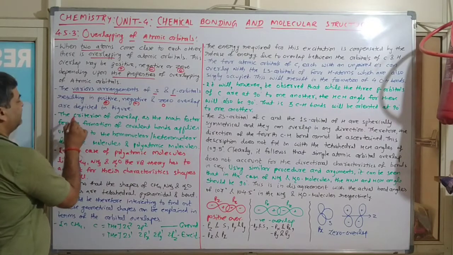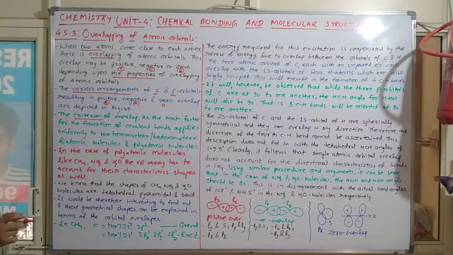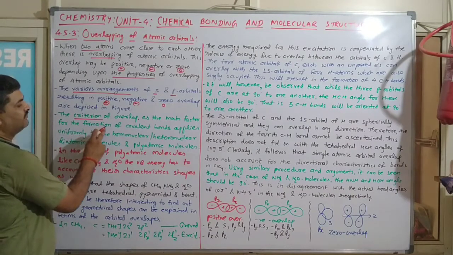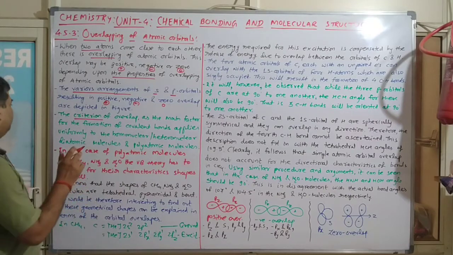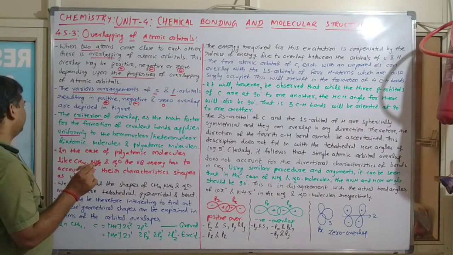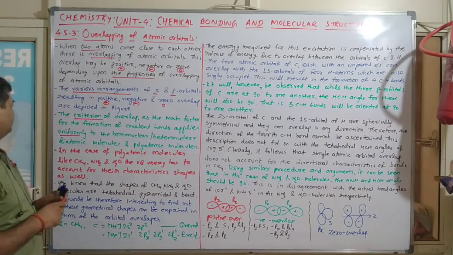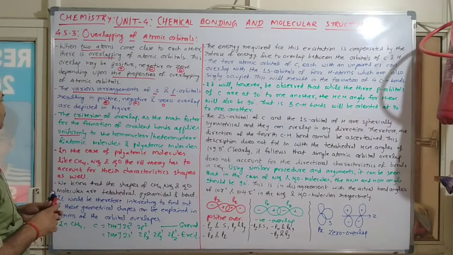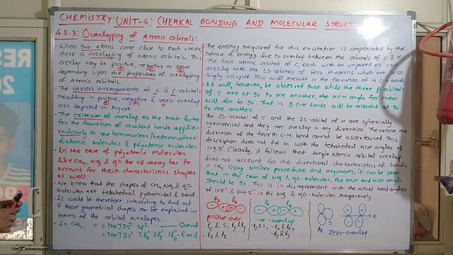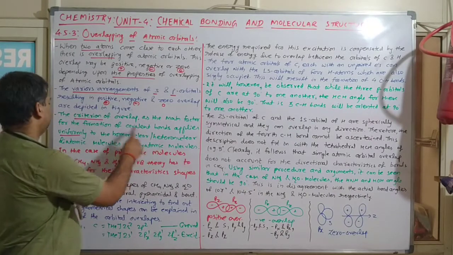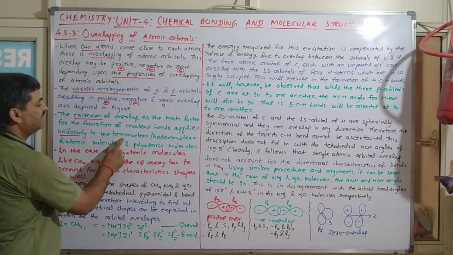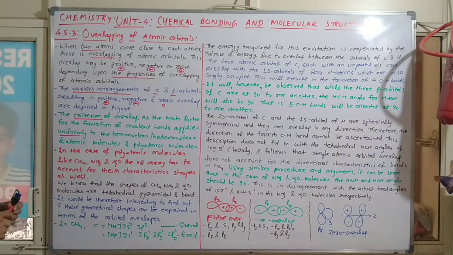Now, the criteria, remember here: the criteria of overlap as the main factor for the formation of a covalent bond applies uniformly to homonuclear and heteronuclear diatomic molecules and then polyatomic molecules. You should know what is homo, then di, and then polyatomic molecule.